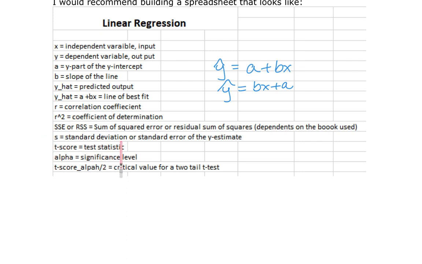S is my standard deviation or standard error of the estimate of the y estimate. T-score is my calculated t-score, which is my test statistic. My alpha is my significance level, and remember we are a two-tailed test, so I will find my t-alpha score, my t-score of alpha divided by 2. This is my critical value. It is not my test statistic, it is my critical value.